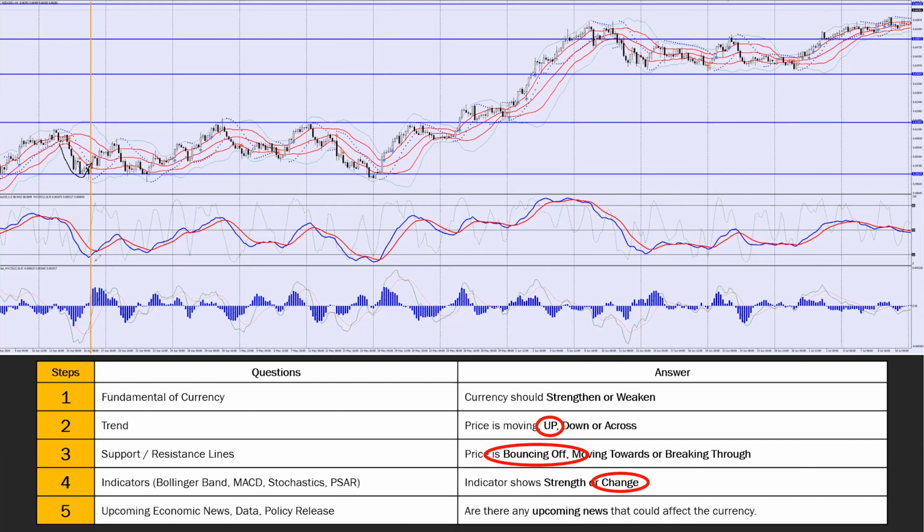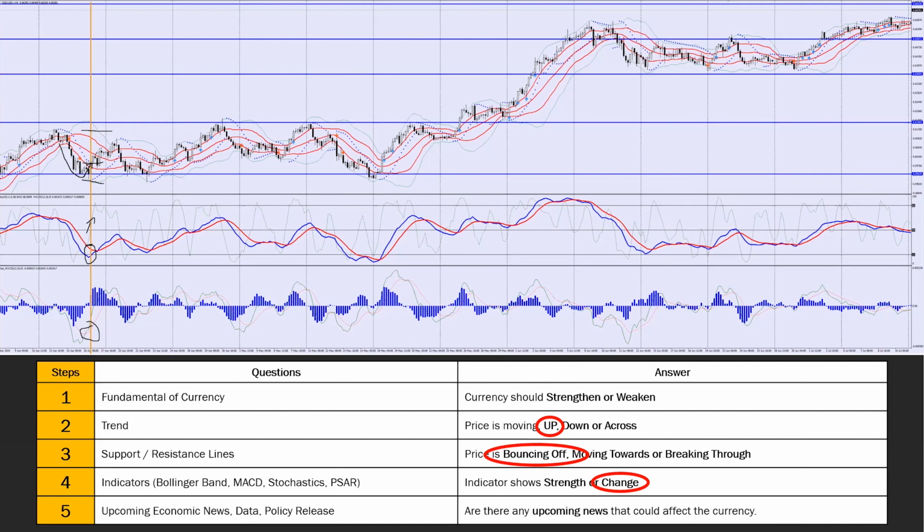Bollinger Band, it's okay. MACD, we've got a triangle there. That looks like a change. So I've got change and a bit of a strength as well. At this point, your stochastics is moving up. So it's moving into the overbought region. It's still going up, that's okay. PSAR is close or slightly below the price. You could be looking at an entry, a stop loss, and a take profit level.